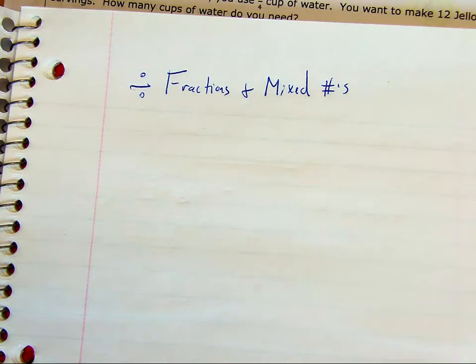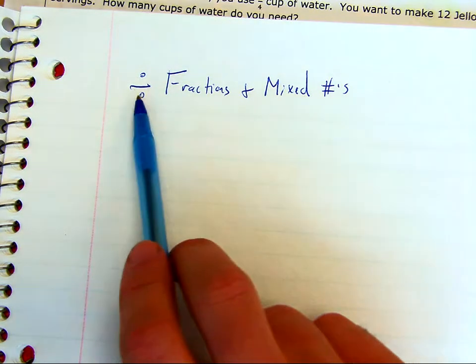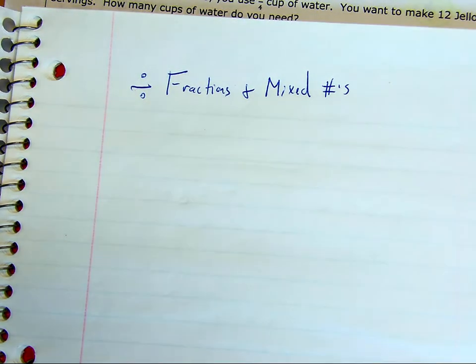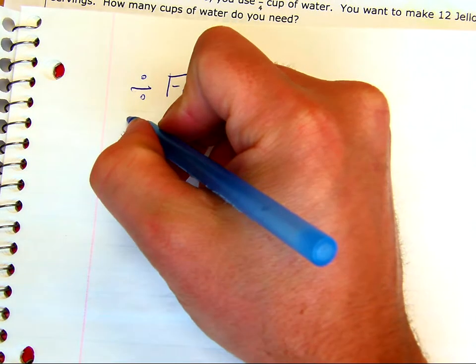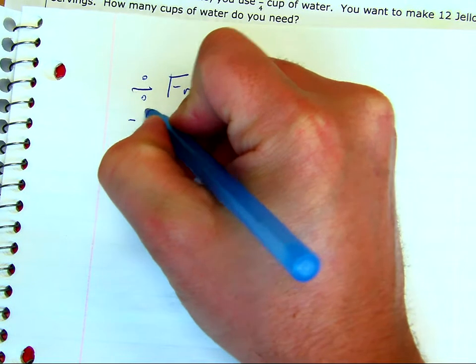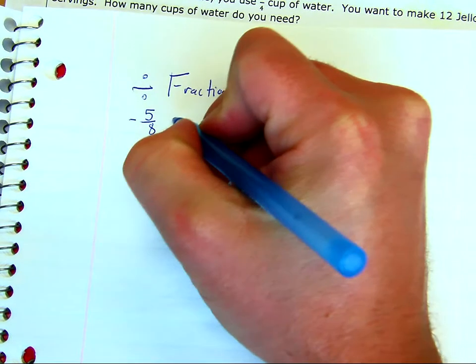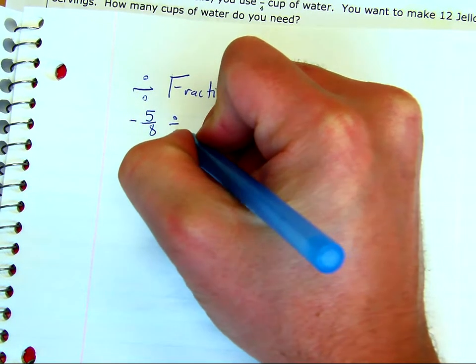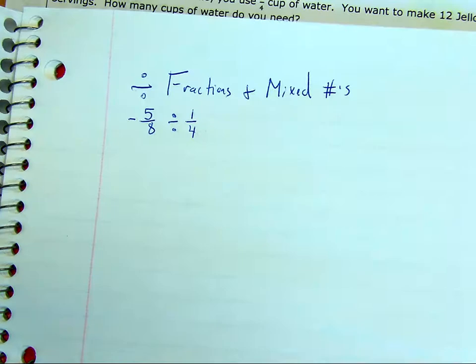So here we go. Today we're going to look at dividing fractions and mixed numbers. I know this is familiar to you from last year, at least a little bit. We're going to throw negative numbers in there. If I said negative 5/8 divided by 1/4, there's a couple different routes you could go with this. What is one way that you're familiar with?